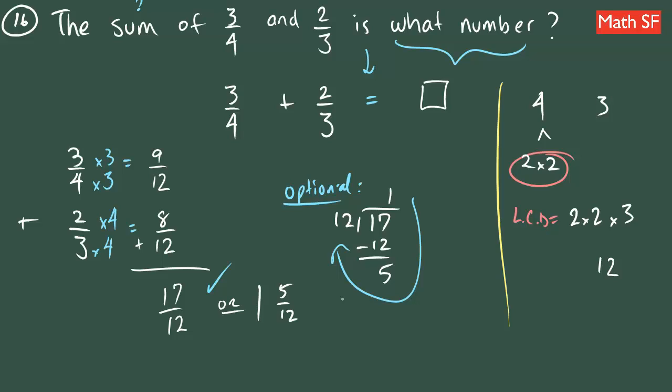Okay, so make sure you find the right LCD, convert them to the same denominator. Now you can add the numerators. 9 plus 8 is 17. Keep the same denominator. Reduce that if possible. If not, then just leave it like that.